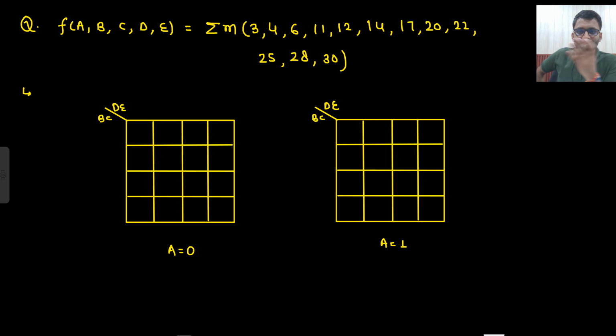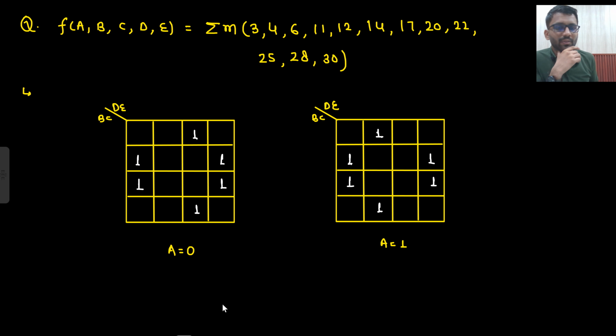Let's solve the problem. Summation m is given, 3, 4, these values are given, and you need to write down the Boolean expression. So the reduced Boolean expression you need to write down. So this is 0, 1, 2, 3, 4, 5, 6, 7, 8, 9, 10, 11, 12, 13, 14, 15, 16, 17, 18, 19, 20, 21, 22, 23, 24, 25, 26, 27, 28, 29, 30, 31.